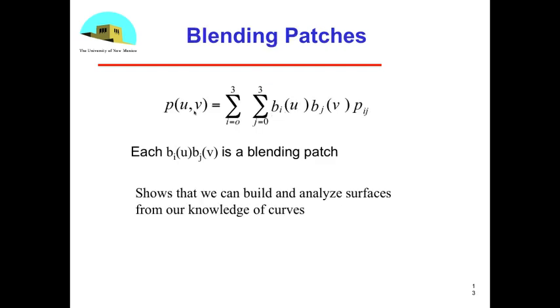You get each P of U and V can be written now as a blending polynomial in U, a blending polynomial in V, times a data point. And this is called a little blending patch. It describes a little tiny patch as U and V go from 0 to 1. So we know all the behavior here from the behavior of the interpolating curves, because these are their blending polynomials.